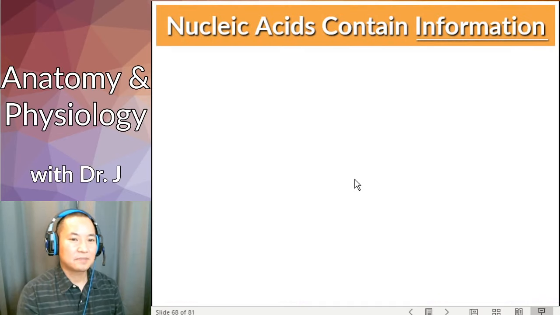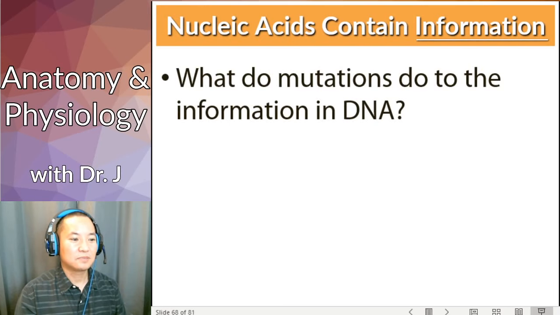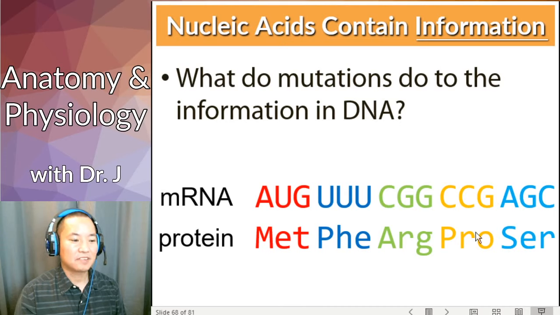Remember, I keep bringing this up, nucleic acids contain information, right? So what do mutations do to the information in DNA? Here we have our mRNA molecule, and here we have our proteins. But what if you just change one letter? In this example, we changed one letter. We just went from a cytosine to uracil.